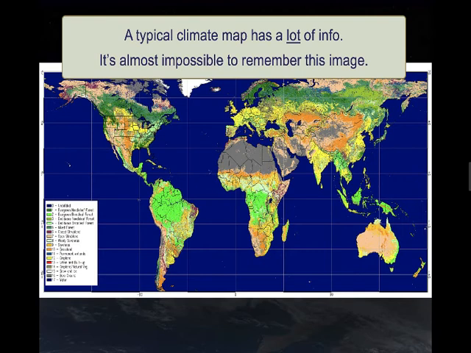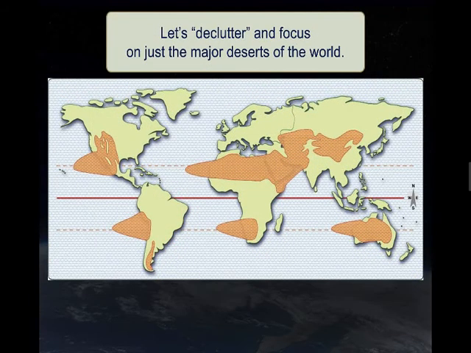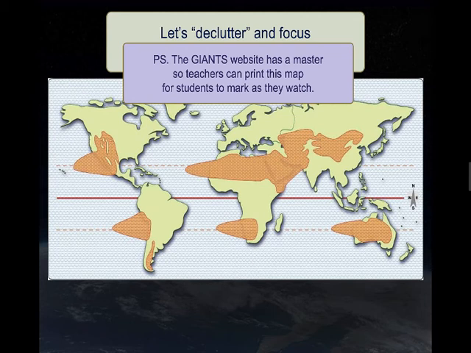Like we said, a typical climate map has an enormous amount of information. It's almost impossible to remember this image. Let me repeat that. It is neurologically impossible for a student to remember this image. There is no such thing as a visual learner from something that's this complicated. So let's declutter it and focus on just the major deserts of the world. Yes, the Giants website has a master so that teachers can print this map for students to mark as they watch.